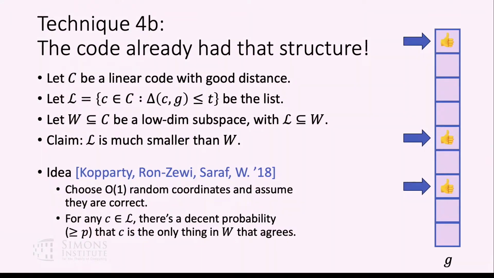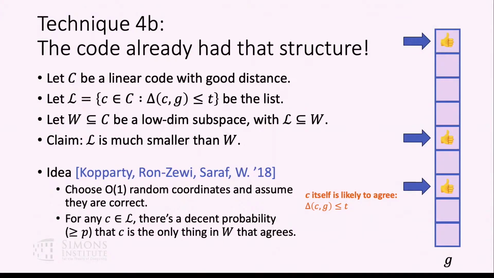So why is that the case? This has two components. First, that C does agree with this advice. Why is that true? C is likely to agree with the advice just because it's in the list. That means it's close to G, so it doesn't differ on too many places. So if I pick a constant number of places, there's some decent probability I won't hit any of the differences. So C is likely to agree in these positions with G.